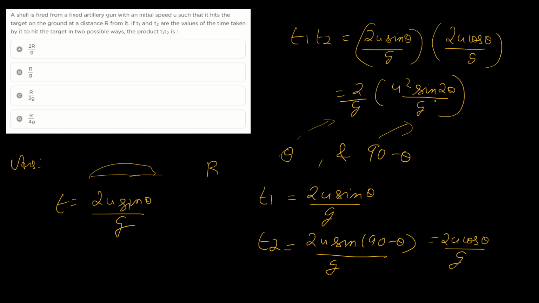Sin 2 theta by g, because 2 sin theta cos theta is sin 2 theta, and also in the options it is given a hint. The answer is given in the form of range, so I had a hunch. Okay, so what's this? U square sin 2 theta by g, that's r, right? This is equal to 2r by g. So this is the answer. It's quite an interesting concept because it was specially asked in JEE Mains.